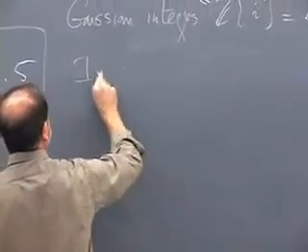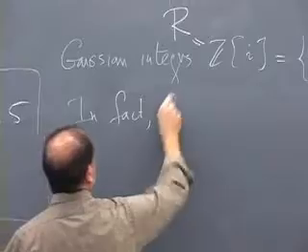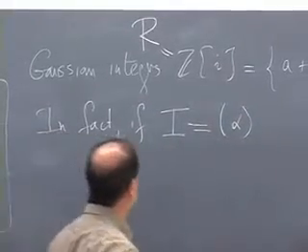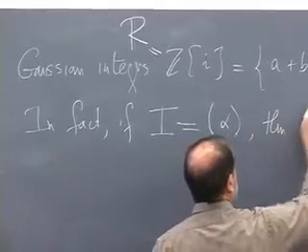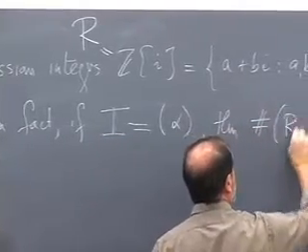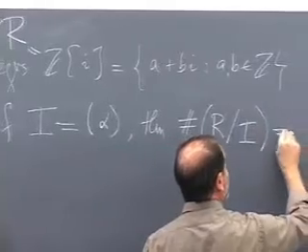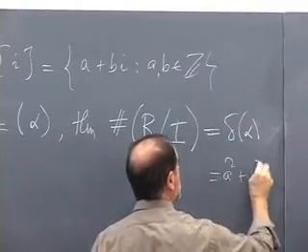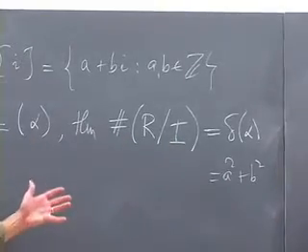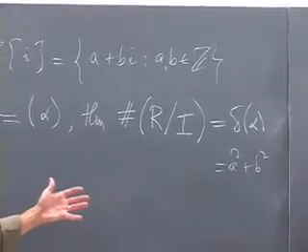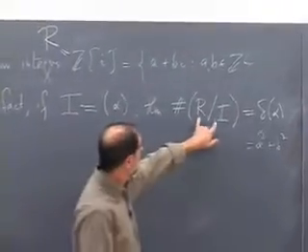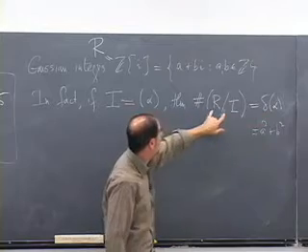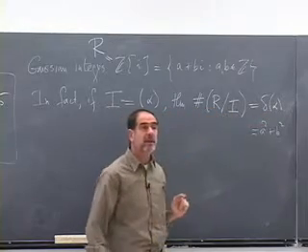In fact, if I is generated by the element alpha, then the order of R mod I is just our quantity delta of alpha, a squared plus b squared. So that's a positive number associated with any Gaussian integer, and it tells you, in fact, this Euclidean function turned out to be the index of the principal ideal in the ring.